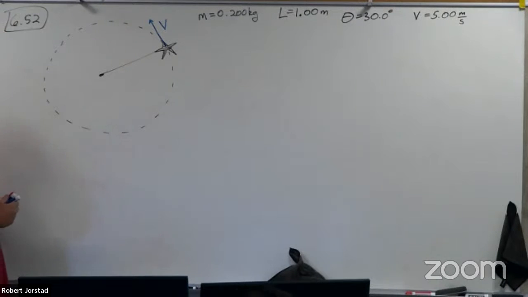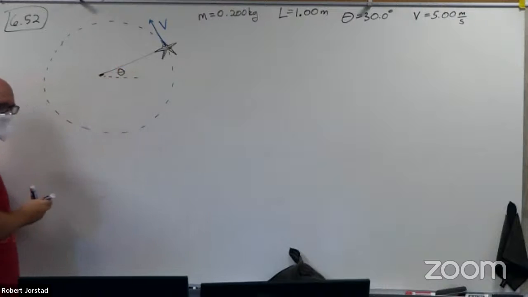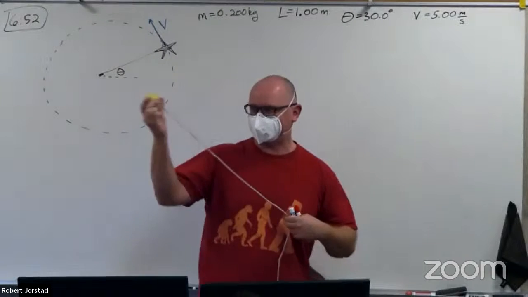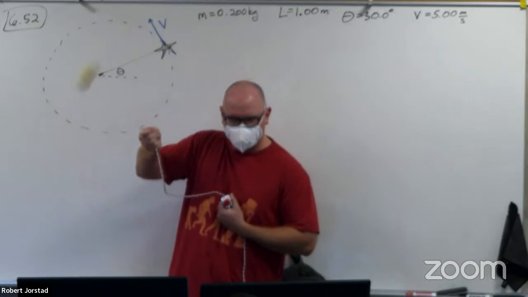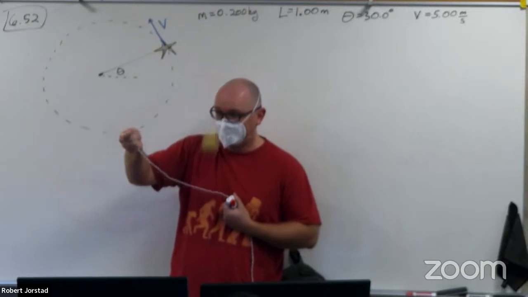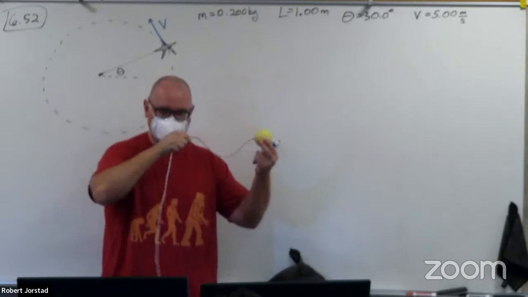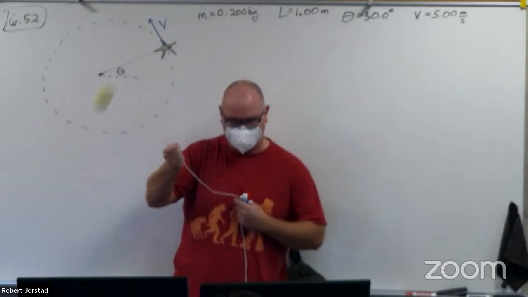All right. And I think in the problem it also showed this angle is theta. Okay. What pushes the ball to the outside when I'm swinging it around? It's a trick question. What pushes it to the outside? How much can you push with a string? None. So there is no push to the outside.